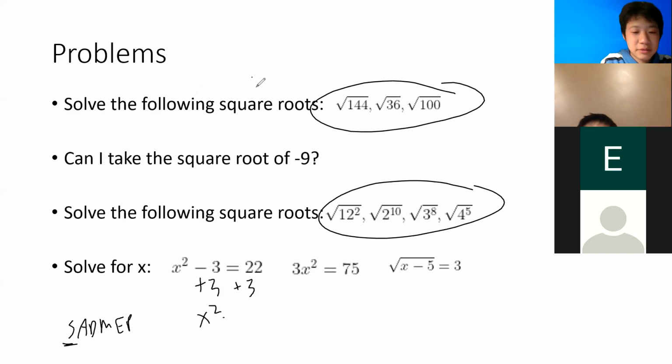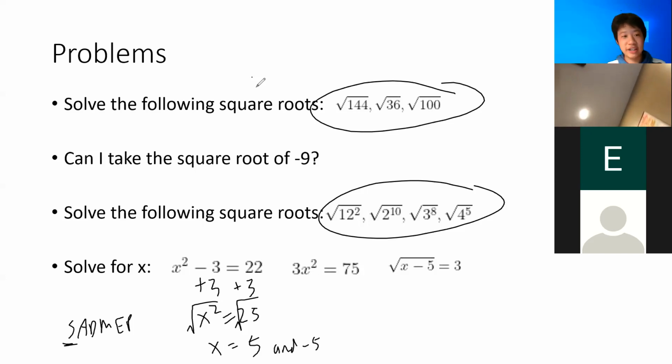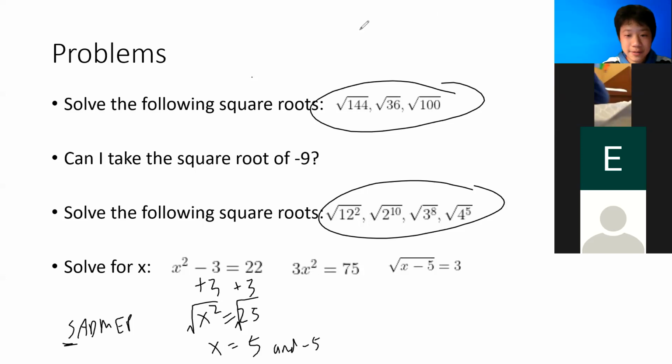So we're going to have x squared equals 25. Now we take the square root of both sides to cancel the square. We have x equal to both 5 and -5. When we solve equations, we have to give both values, okay?